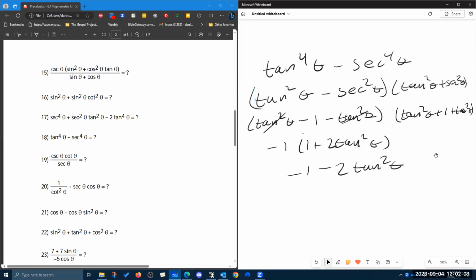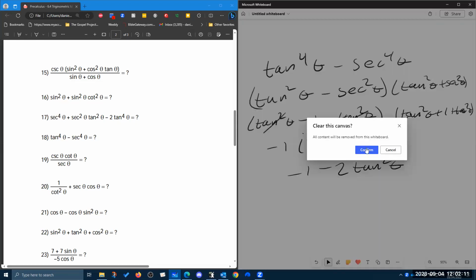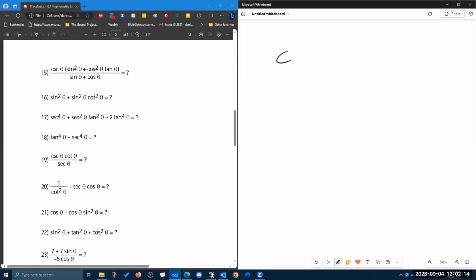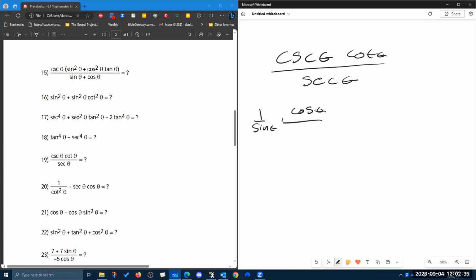All right, let's clear that. Cosecant, cotangent over secant. Let's take the reciprocals of these things to help us out. So cosecant is 1 over sine. Cotangent is cosine over sine times cosine over 1. The reciprocal of the denominator is going to be a cosine squared over a sine squared. It's going to be a cotangent squared.